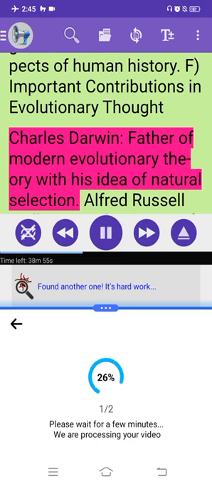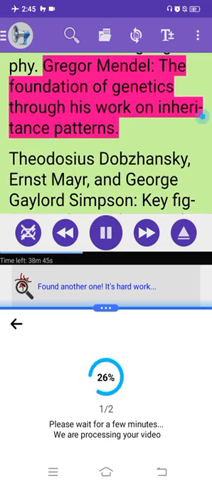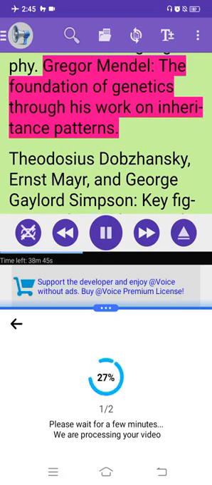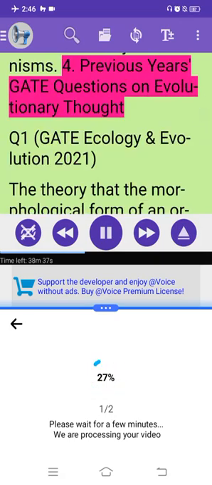Charles Darwin, father of modern evolutionary theory with his idea of natural selection. Alfred Russel Wallace, co-discoverer of the theory of natural selection and an important contributor to biogeography. Gregor Mendel, the foundation of genetics through his work on inheritance patterns. Theodosius Dobzhansky, Ernst Mayr, and George Gaylord Simpson, key figures in the modern synthesis, contributing to population genetics, speciation, and evolutionary mechanisms.